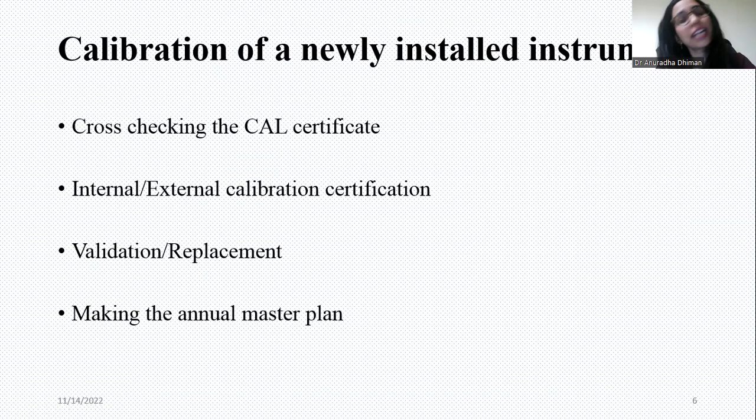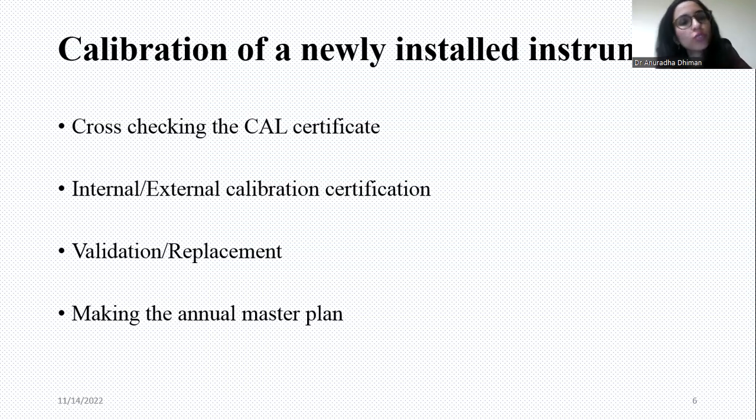We would like to discuss the calibration of a newly installed instrument in the lab or in the industry. Before that, we need to cross-check the CAL certificate. After that, we need to do the internal and external calibration. Internal and external calibration is also provided by the company in that certificate. We need to show whether the instrument is calibrated to their standards. We need to check this before installing the instrument in the lab.